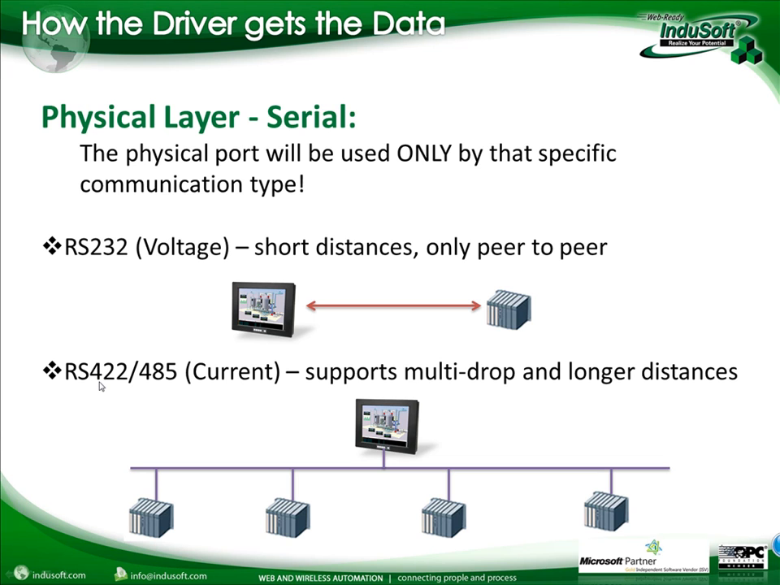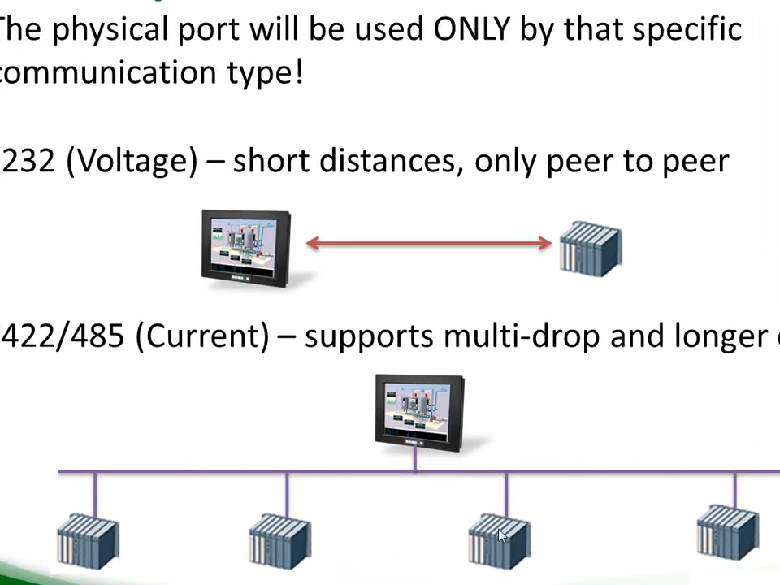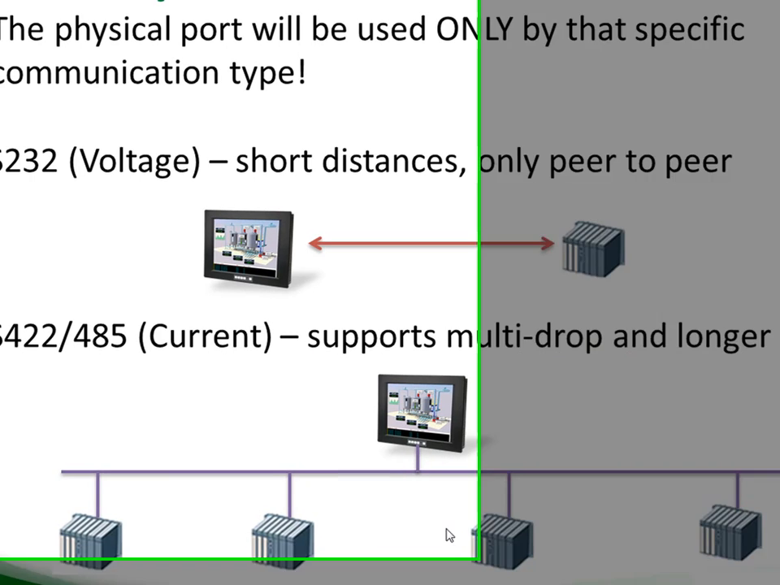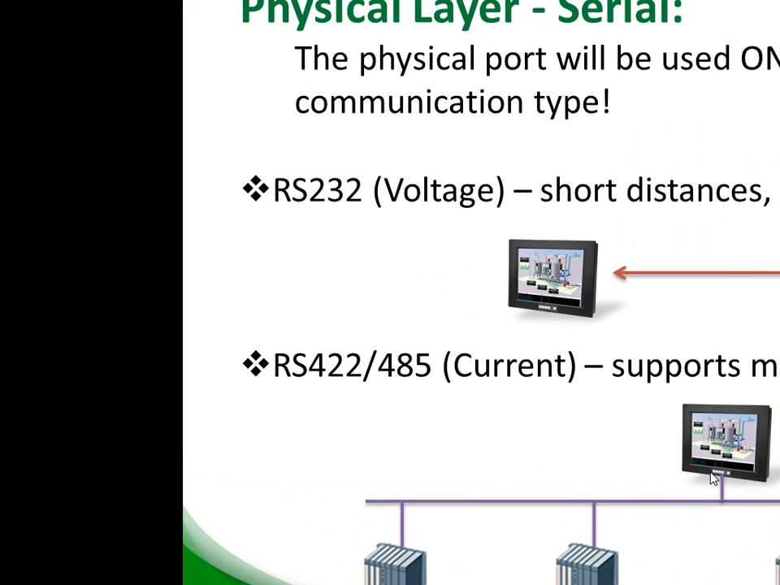You're not limited to only 100 feet. You can go way more than that. And you can have multi-drop. That means you can have several PLCs on the same RS-485 network, and you can communicate with all of them. Just keep in mind that even though you can communicate with all of them, you can only communicate with one of them at a time.